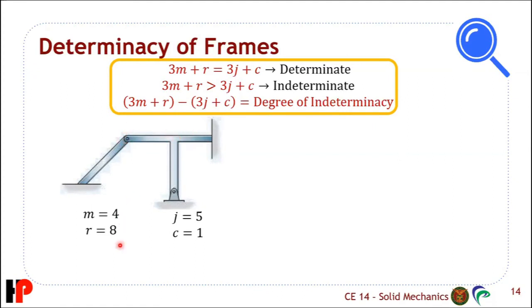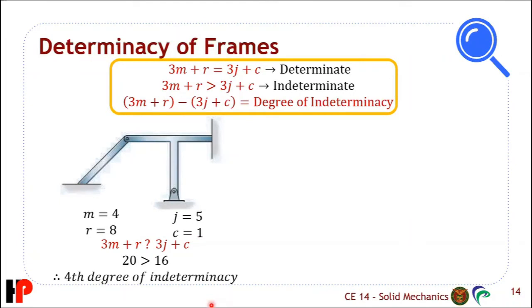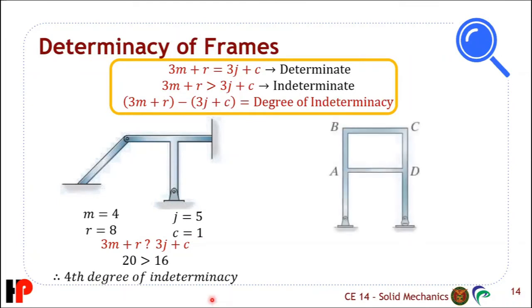So 3M plus R, that would be 20. 3J plus C would be 16. So therefore, this is 4th degree of indeterminacy. So kahit simple frame lang na ganyan, 4th degree of indeterminacy agad. Paano kaya pag ganito? So ito na yung mas common na frame in real life. You can imagine a house can be built like this, di ba? So pwedeng ganyan na yung frame ng bahay nyo, gawin nyo lang 3D.